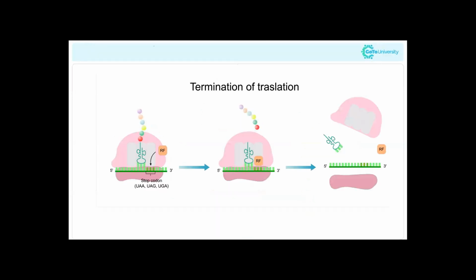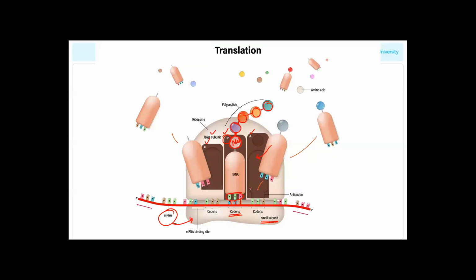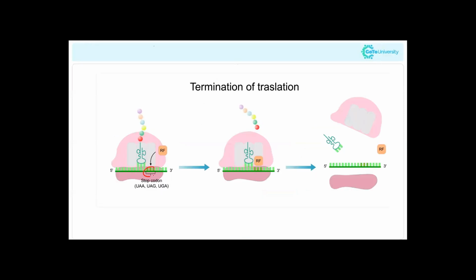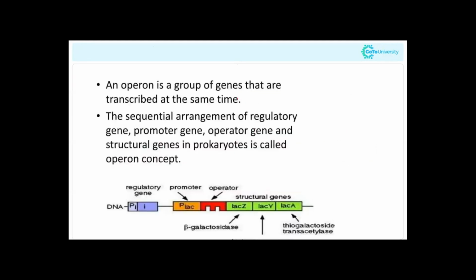Okay. And at the end, as you can see here, they're having the start codon as well as the stop codon. This is the stop codon here, UAA. So when they reach the stop codon, the process terminates, and finally the synthesized protein is ready. That is a polypeptide. Now moving to operon.